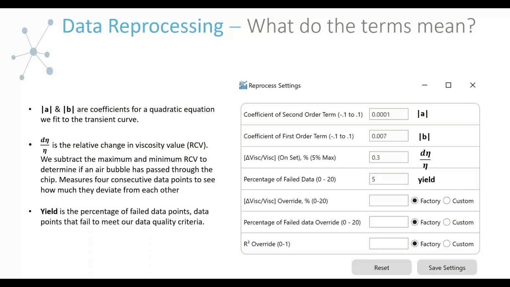But if you really need that data, or you still think Clariti is being too strict with its parameters, then I would change this parameter or this parameter. So the process, again, is to first start with the R-squared override, then change the yield, and then change the RCV. And I would recommend to not change the coefficients of the quadratic equation.